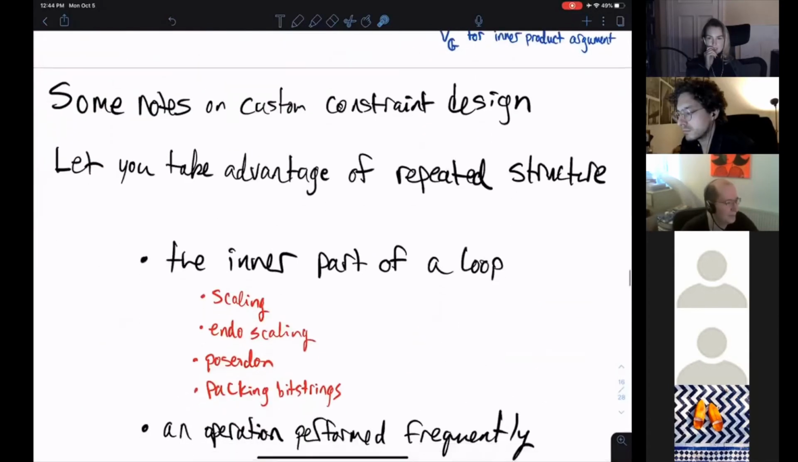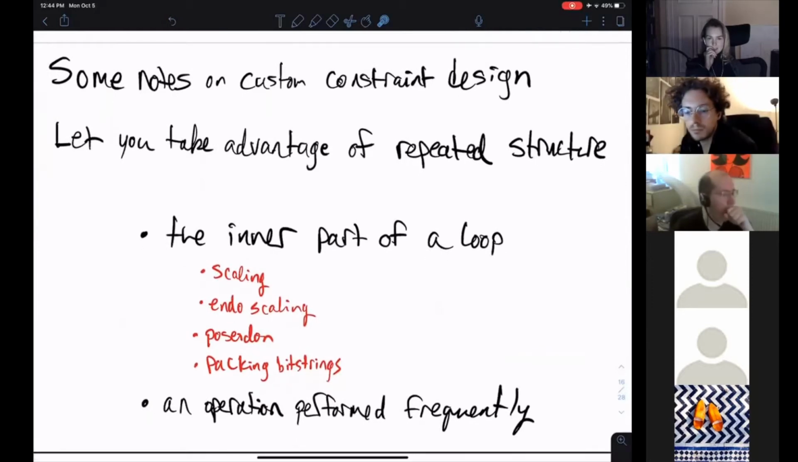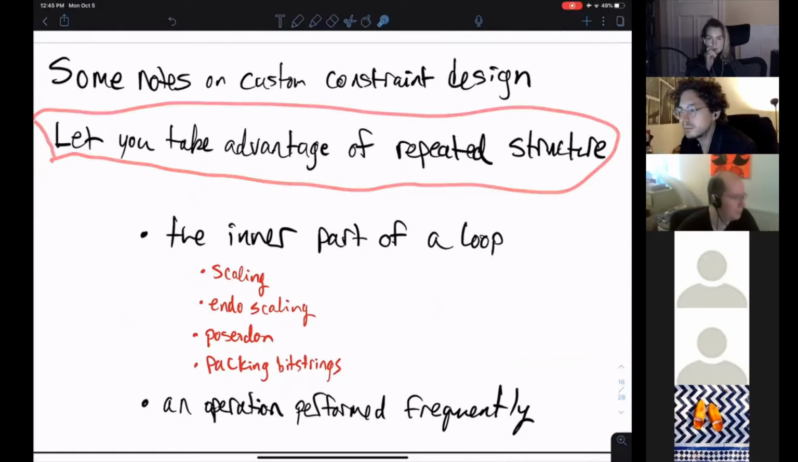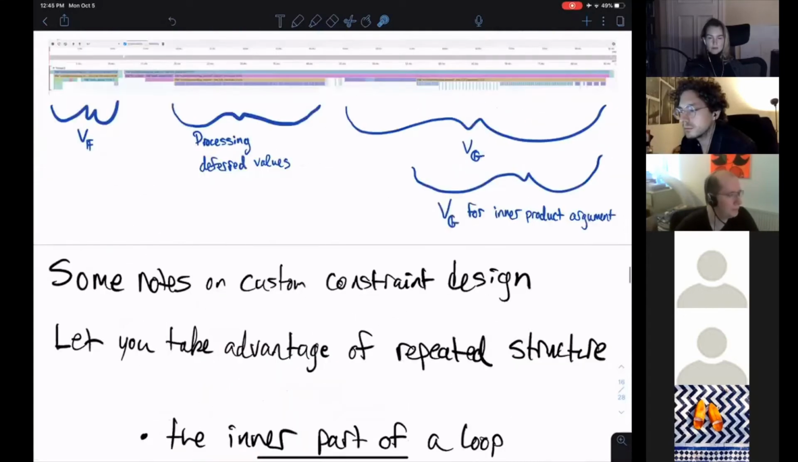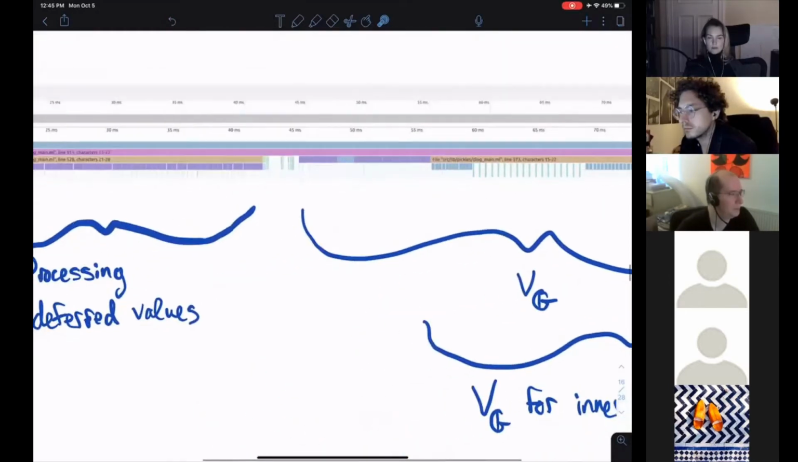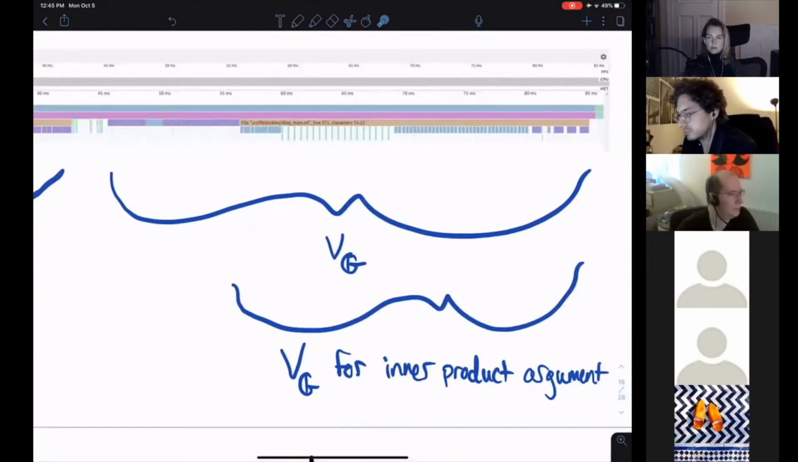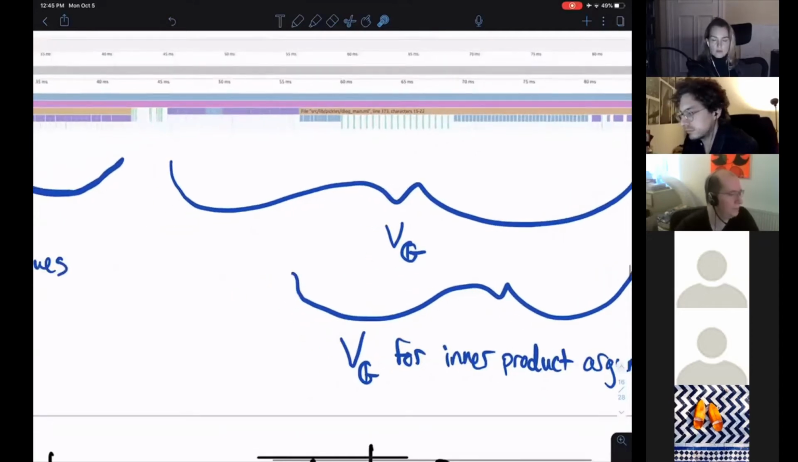Probably not that many people have really spent much time with Plonk-style custom constraints, so just some notes. What these are for is letting you take advantage of a repeated structure in your circuit. As you can see, the circuit is very repetitive. It does a bunch of hashes, a bunch of scalar multiplications, a bunch of these endoscaling things. The fact that you can just make a flame graph and see all the components of the circuit tells you that the amount of one-off logic is pretty low.